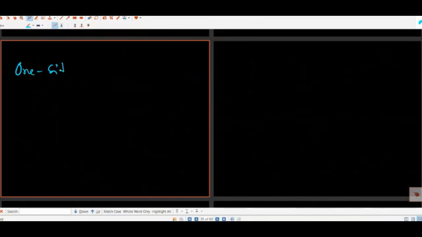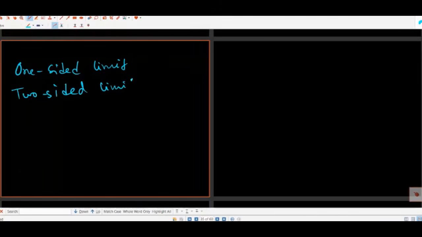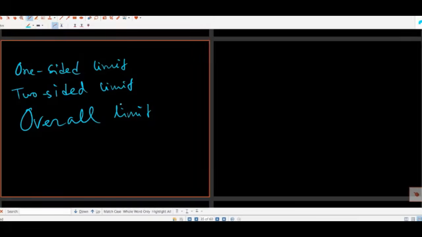One-sided limit, two-sided limit, overall limit. So these terms are important.